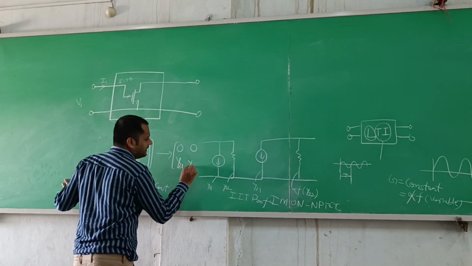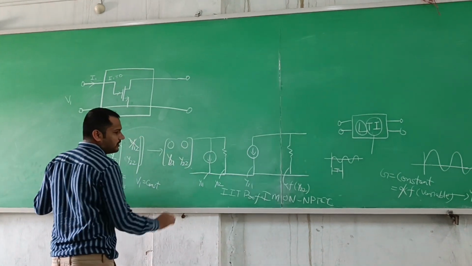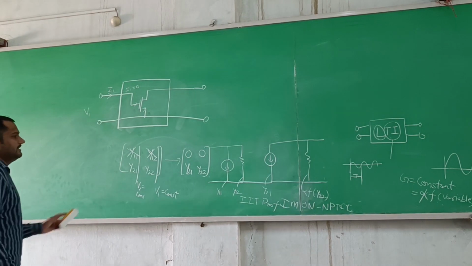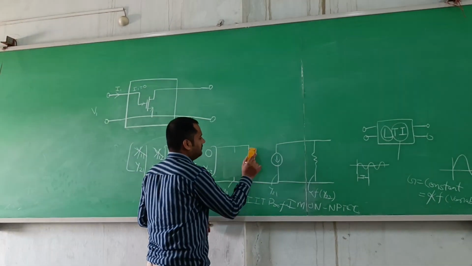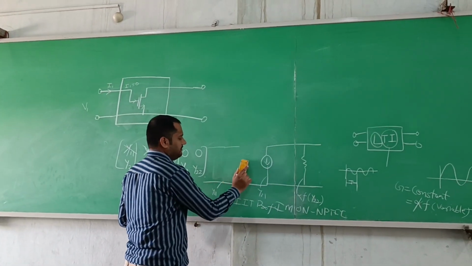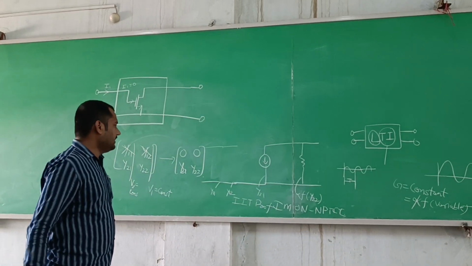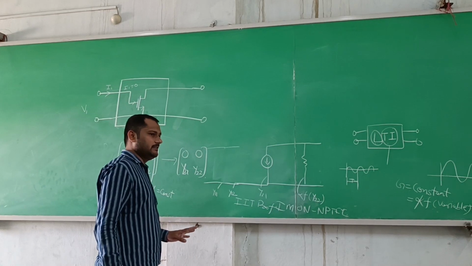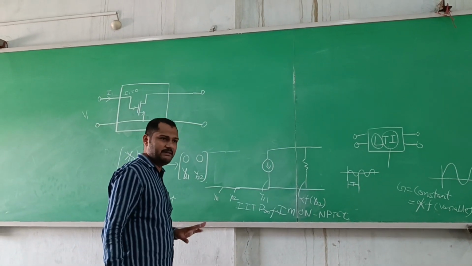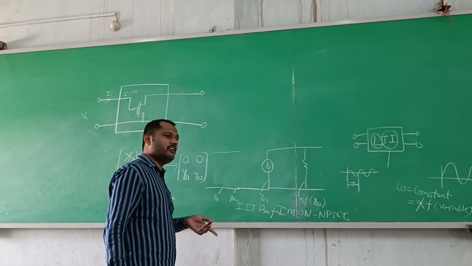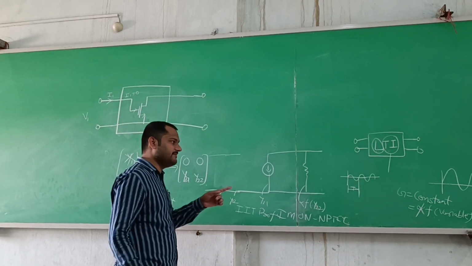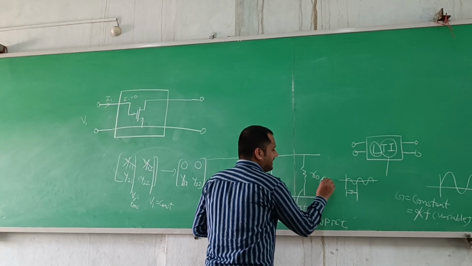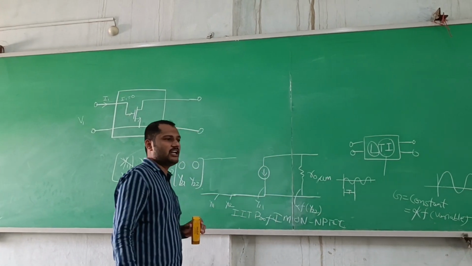Y21, Y22. Okay. So if this is 0, there will be no... Okay. Now suppose for the case when we study the device physics, basic device physics. When we study second order effects, this will come, and we will call this R output due to CLM.